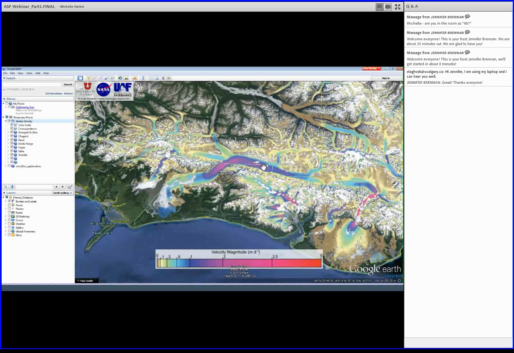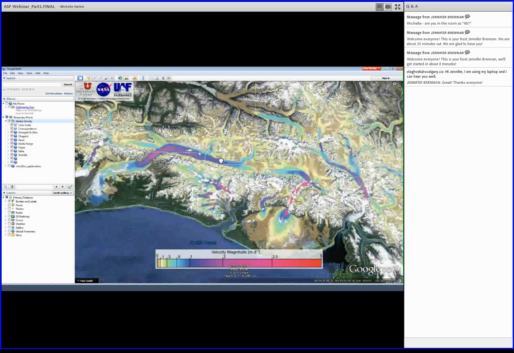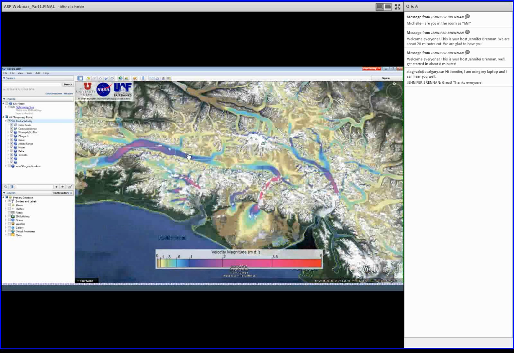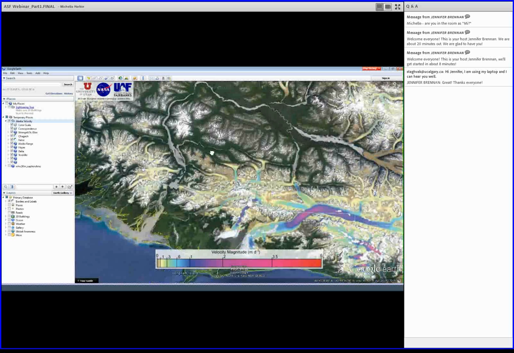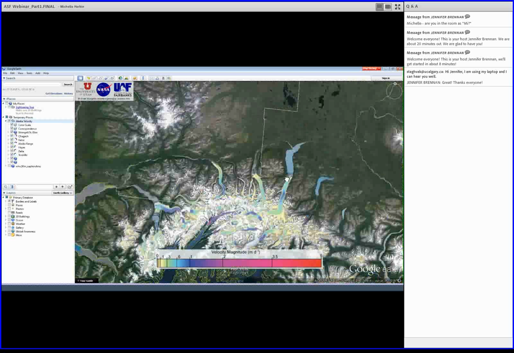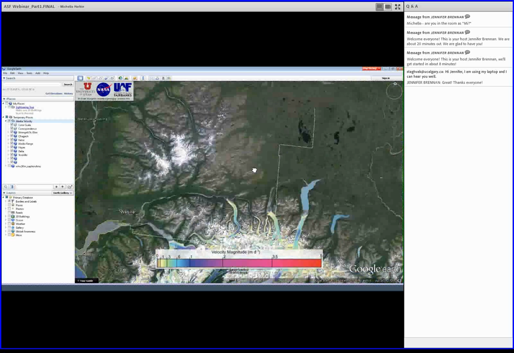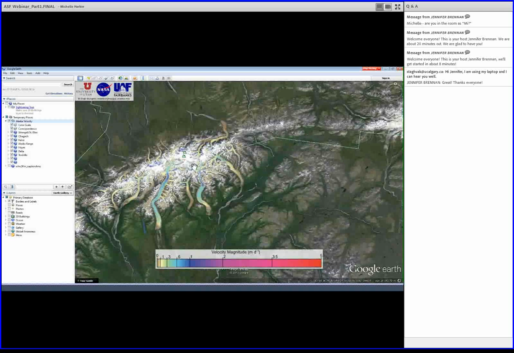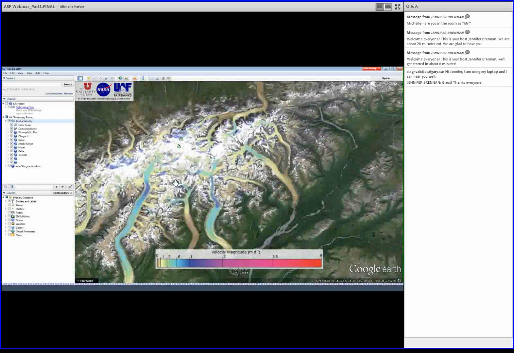We're currently looking at the Wrangell-St. Elias area, but the maps include other areas within Alaska, including areas like the Alaska Range, and I will just move slowly. You'll see all these glaciated areas with these velocities. This is the Alaska Range, and this is the area around Denali Park, and Mount McKinley or Denali is located here.